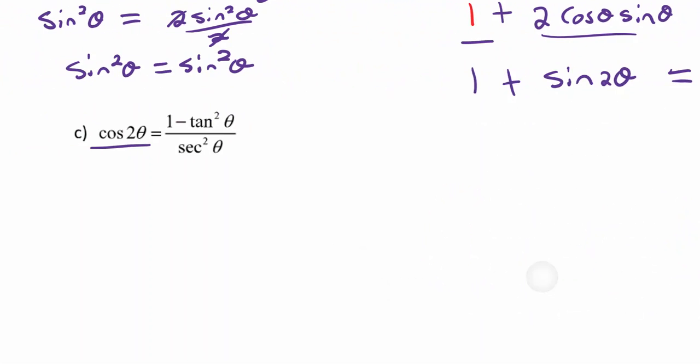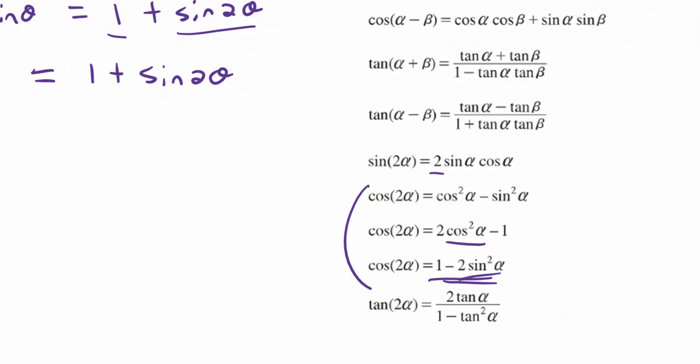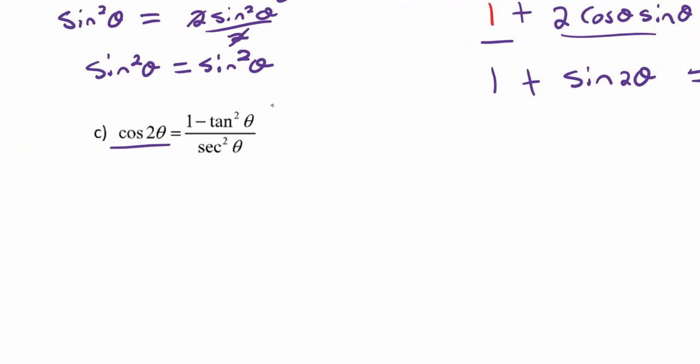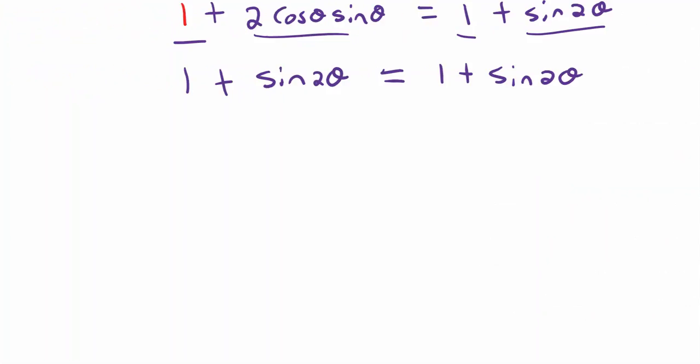Or sorry, not sine, cos 2 theta. So cos 2 theta, I could change it into one of these, this one or this one, right? So I have a few options there. So you know what I'm going to do? I'm actually going to start simplifying the right side first, and then see what it turns into. Kind of reminds me of any of these. Okay, and we'll go from there.